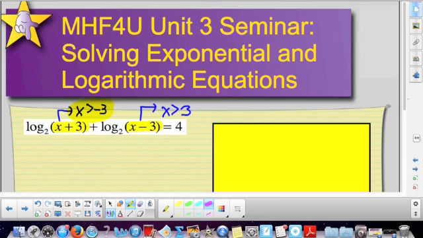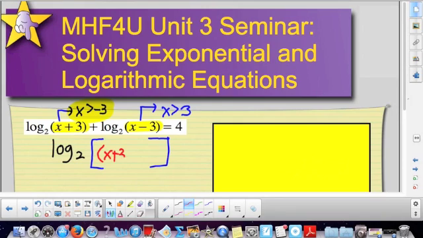Okay, so first thing we're going to do, on the left-hand side, I'm going to keep the common log to the base of 2, and what am I going to do with my binomials? Big room, someone needs to know. What am I going to do with my binomials now? Because we have addition, so... Yes, exactly. I'm going to multiply them together. So put some square brackets. And I'm going to multiply x plus 3 times x minus 3 is equal to 4.